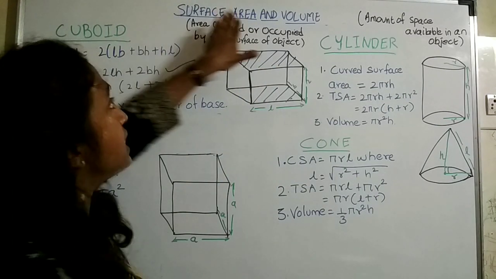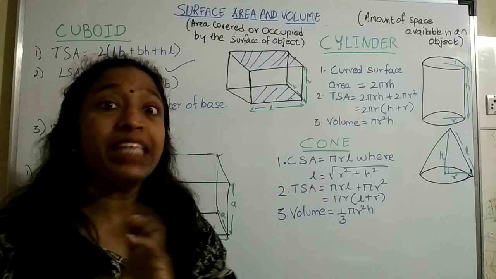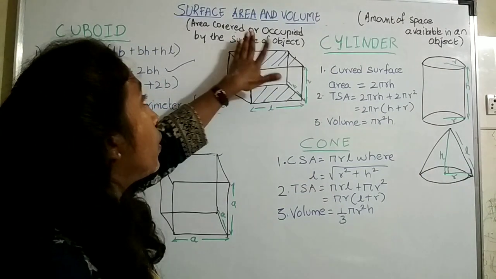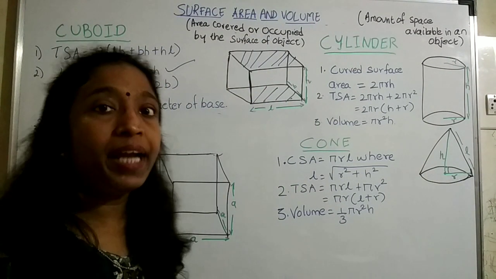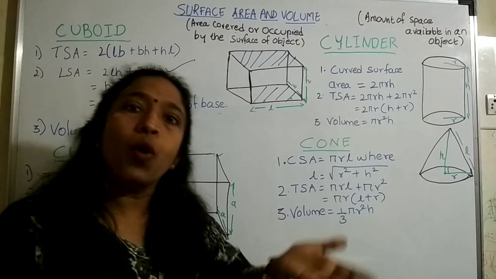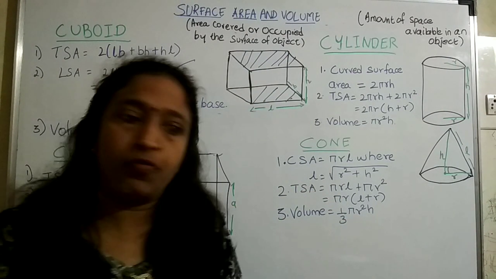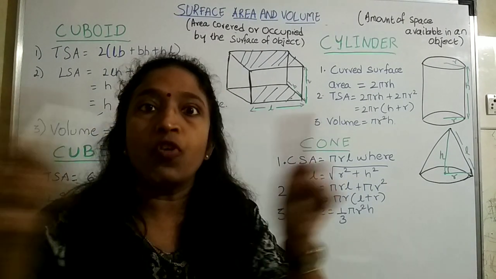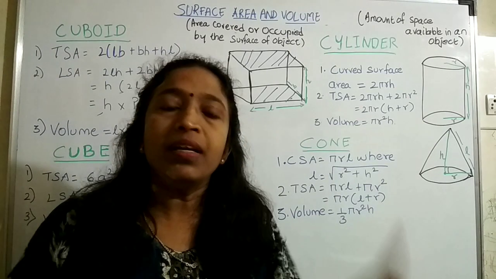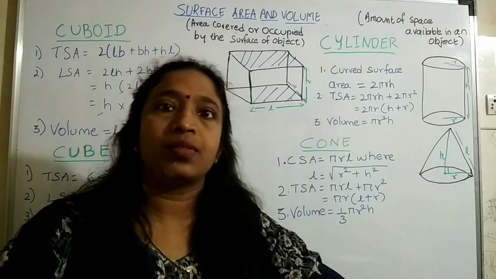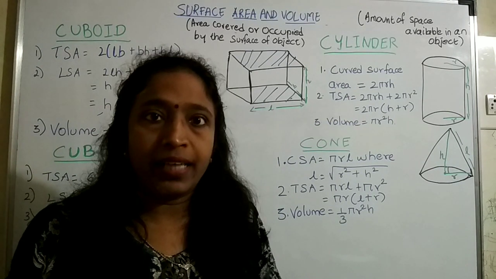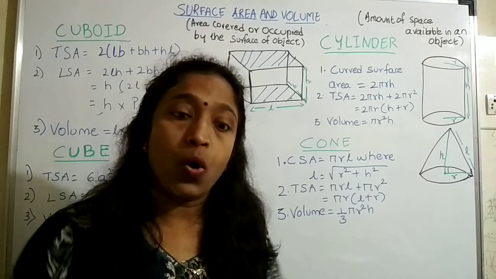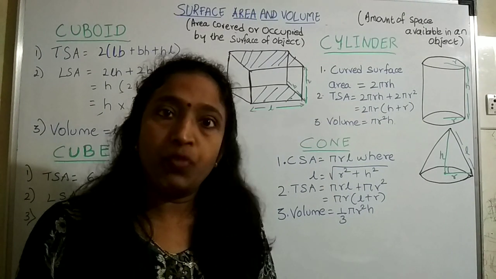So here we know surface area and volume. What is surface area? Surface area is nothing but the area that is covered, or we can say the region that is occupied by the surface of an object. A simple example: when you buy a gift, any gift, we wrap it. We go for gift wrapping paper, so the paper is covering the whole surface of the gift, whether it's a rectangular shape or whatever it is. So that is the area occupied by that gift.